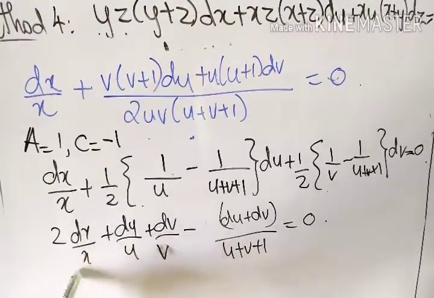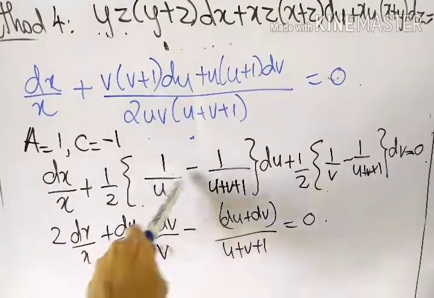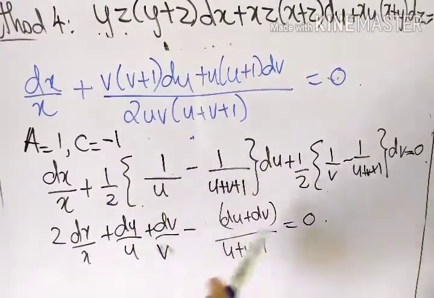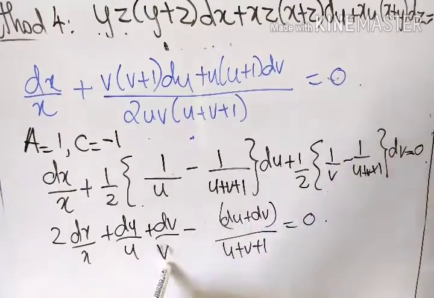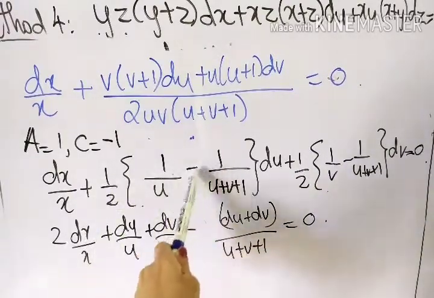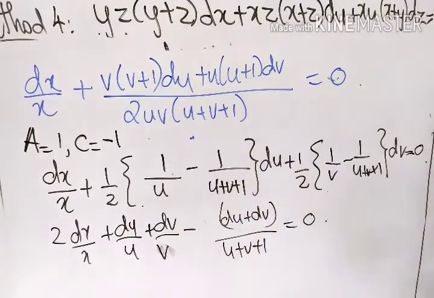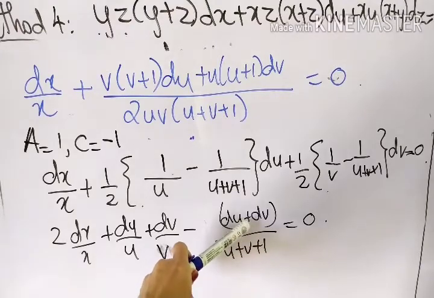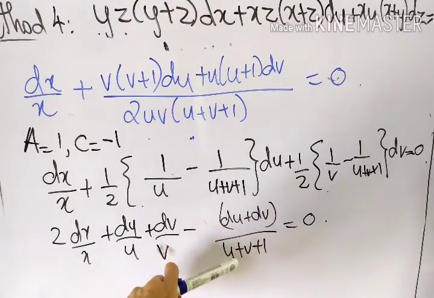So 2 dx by x plus du from here, du by v plus from here dv by v minus from here I will be having, I can add these two things together because the denominator is same, du plus dv by u plus v plus 1. Now the integration is quite simple. You will have 2 log x plus log u plus log v minus, if you watch over here, you will have the derivative of the denominator over the numerator. That means you will get a log over here.